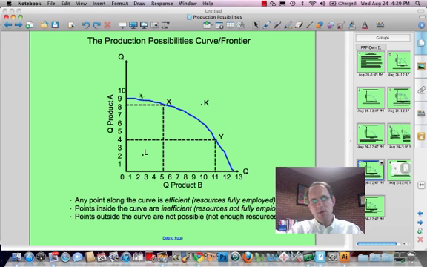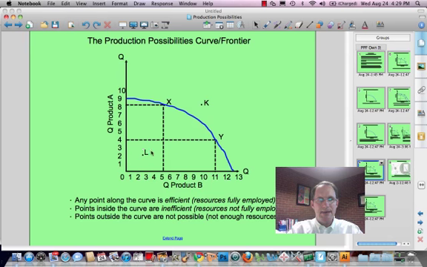It can produce anywhere along this line, and it will represent an efficient amount of production. Efficient meaning resources are fully employed. So all of the resources of that economy are employed in the production of product A or product B. That's what we call efficient. So X is just as efficient as Y, even though there are different amounts of each being produced. Now there are two additional points here you can see out here and here.